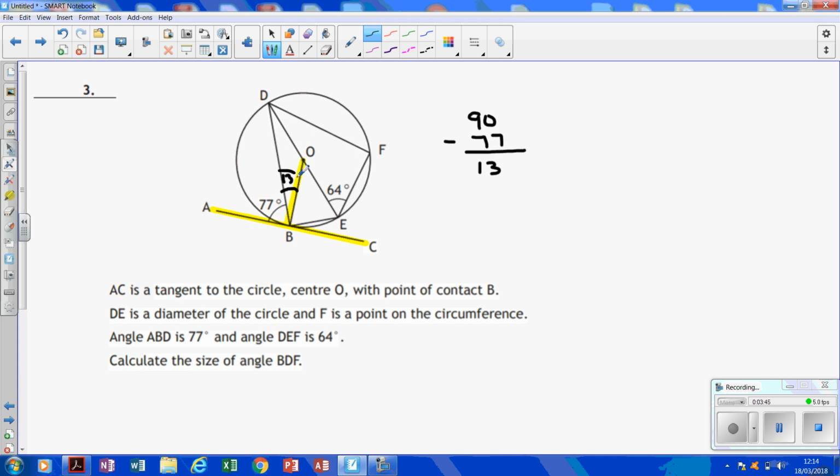Now in circles you will always have isosceles triangles. There's a centre out to circumference, centre out to circumference, so that wee bit in there is also 13 degrees.